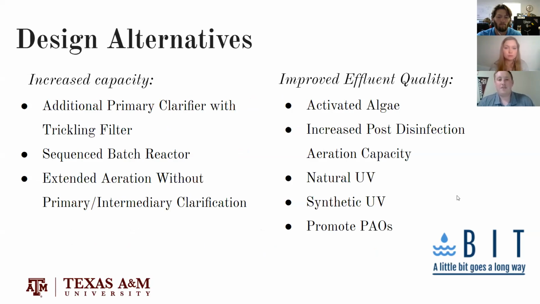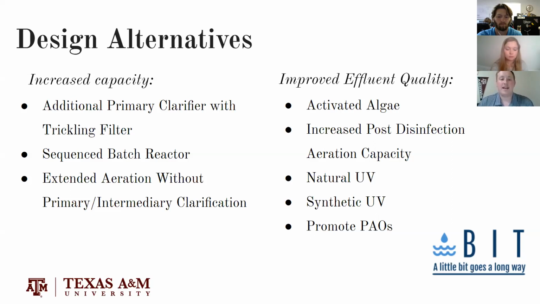The design alternatives we developed also fall into two categories: increasing capacity as well as improved effluent quality. For increasing treatment capacity, we developed three different solutions. The first being additional primary clarifiers with trickling filters. This is the technology that is in use at the plant now and is a rather old technology, and that can be seen in the treatment trains A, B, and C.